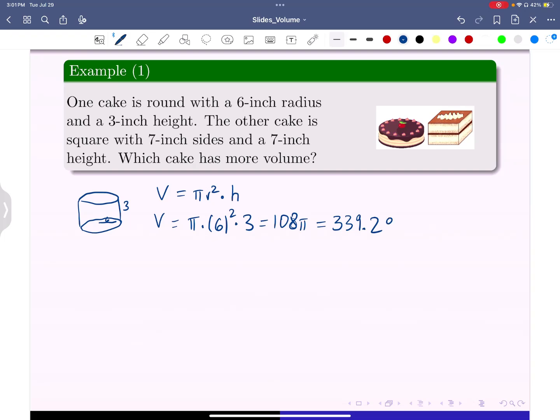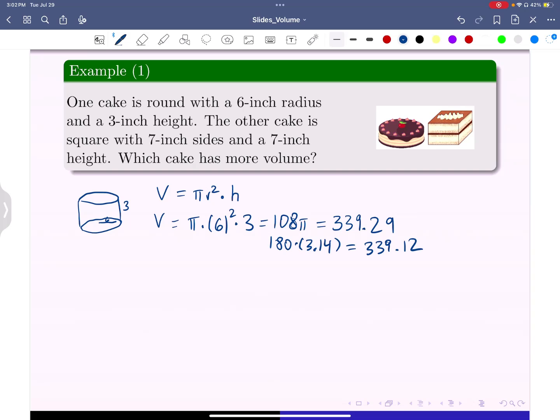If we use the pi button on your calculator, you should get 339.29. But if you use 108 times 3.14, because pi is approximated as 3.14, your volume would be 339.12. So there is a little bit of difference from the rounding error. I always suggest you use the pi button on your calculator. Type 108 times the pi button and you get a very precise answer. But the rounding error is very, very small.